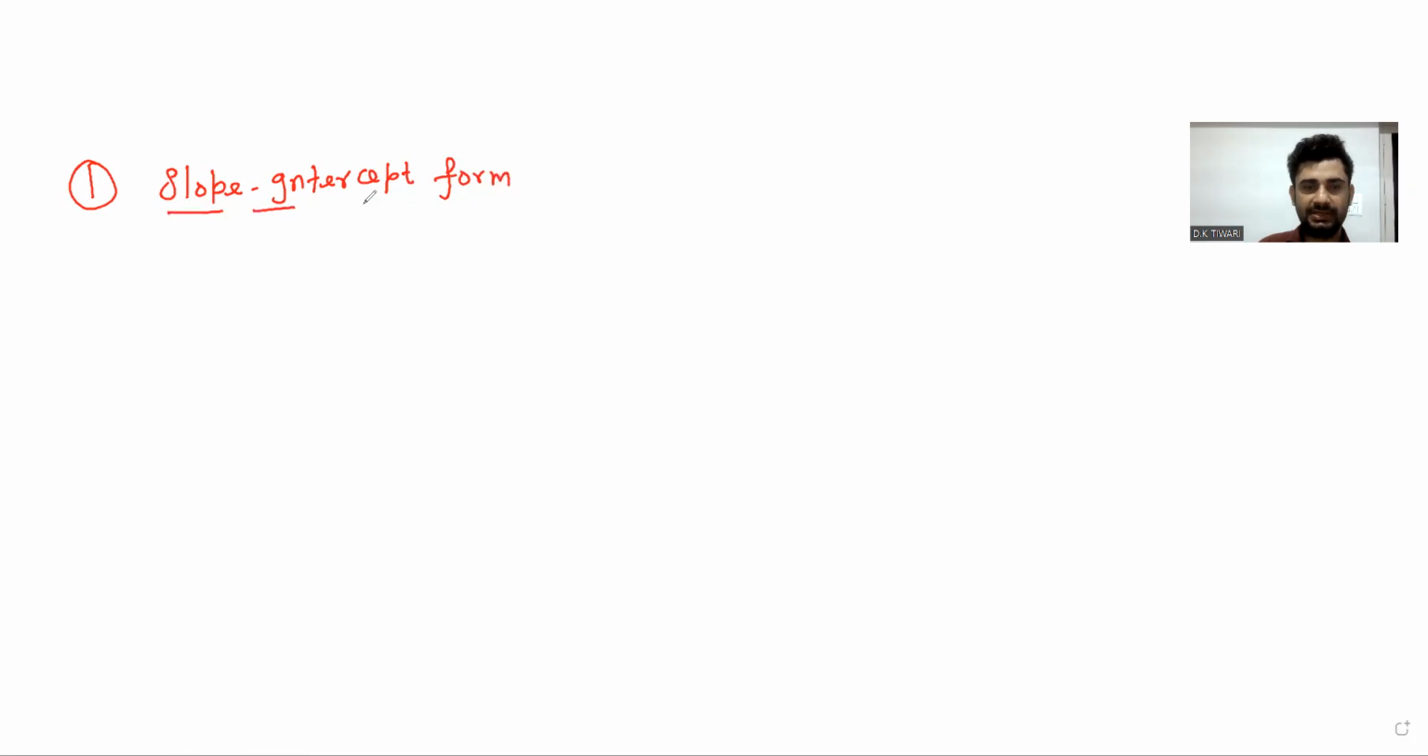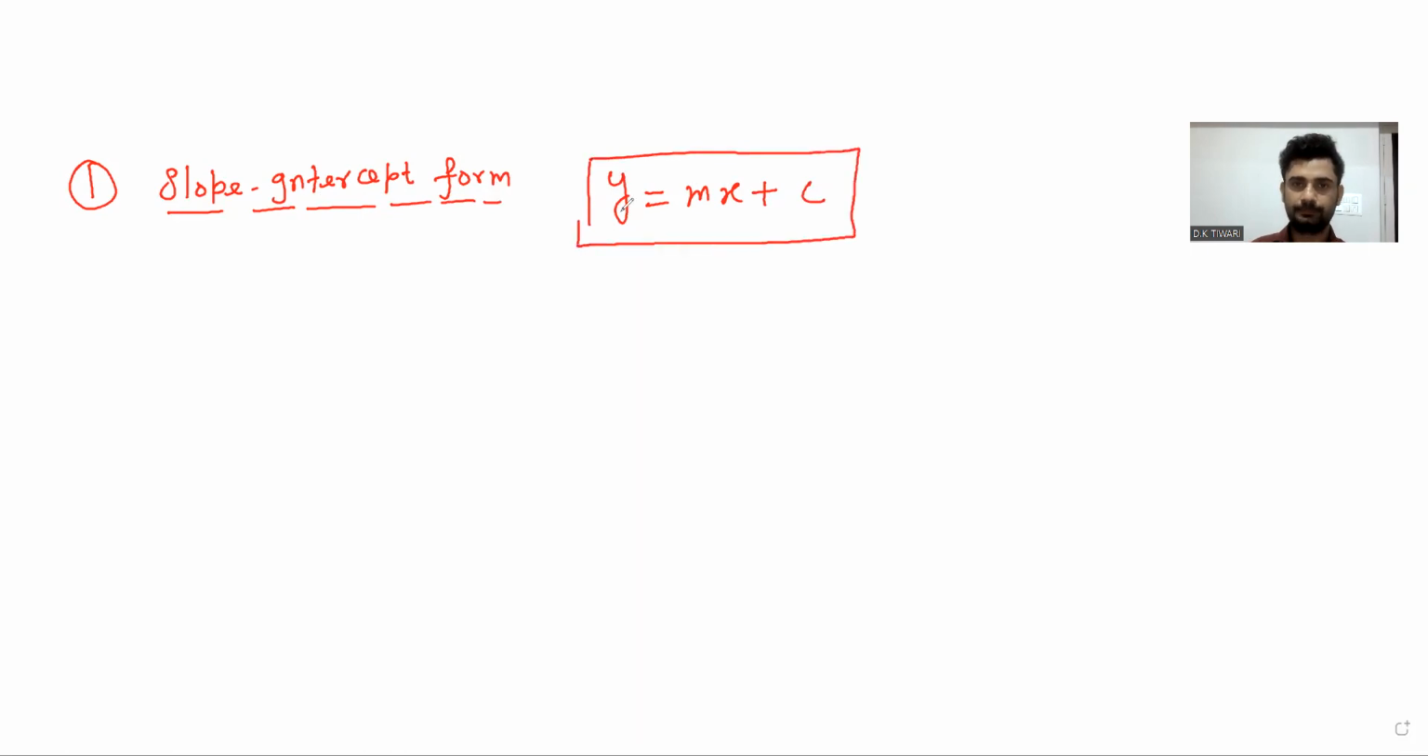As the name suggests, this equation has a slope and some intercept either on the x-axis or on the y-axis depending on the situation. So it will be y equal to mx plus c. This is the equation of a line in slope intercept form, where m is called the slope of the line and c is the intercept of the line.